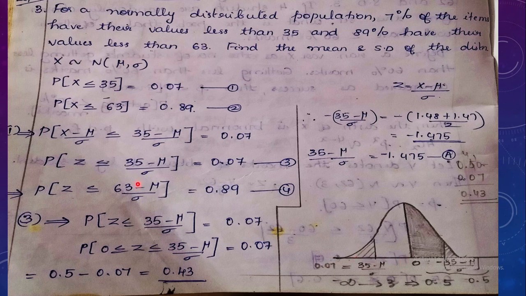Now apart from that, as I said before, probability of 0 less than or equal to z less than or equal to 35 minus mu by sigma is equal to 0.07. So that area lies somewhere over here, and that point is this, minus 35 minus mu by sigma. Fine. Now we are asked to find out this part, this blank part.